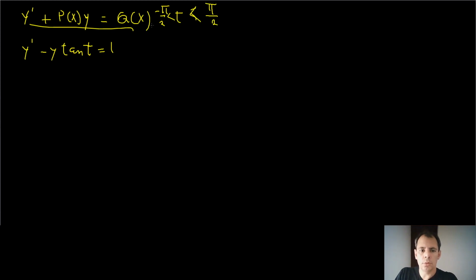Okay, so you can see that this is not dy dx, it's dy dt. t is the variable here, but it's the same thing. So in this case, what's going to be p of x? P in this case is going to be minus tangent of t, and q of x, which is actually q of t, is 1. So let's find, in this case, u of t.